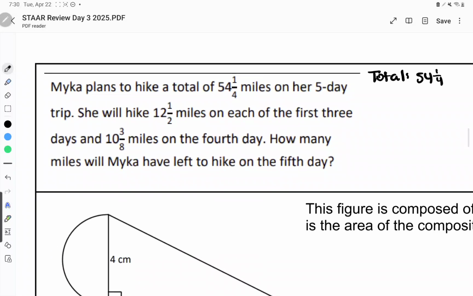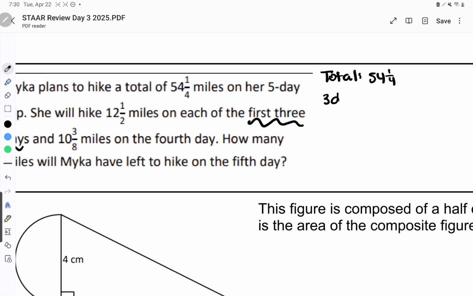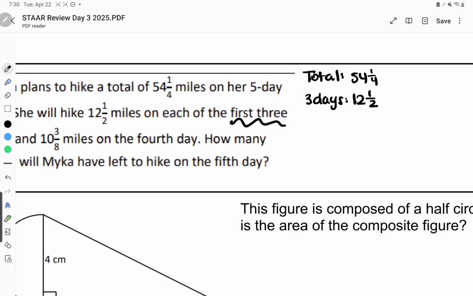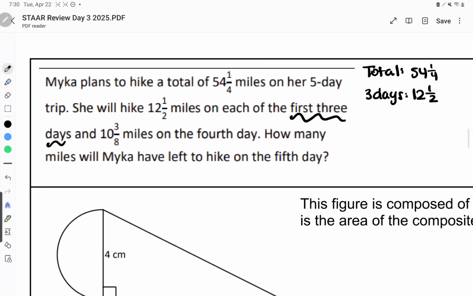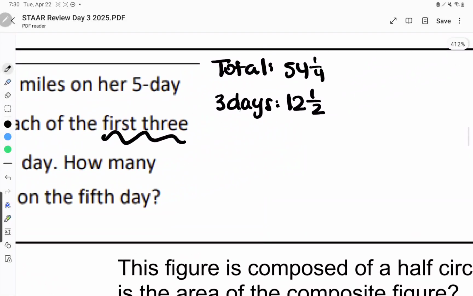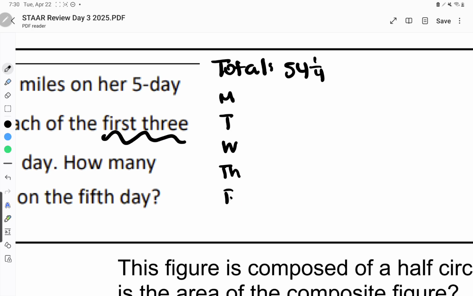We know that for the first 3 days, she does 12.5 miles each day. So I'm actually going to write that in a different way. I'm going to say Monday, Tuesday, Wednesday, Thursday, Friday, because this makes more sense to our brains than just saying for the first 3 days.